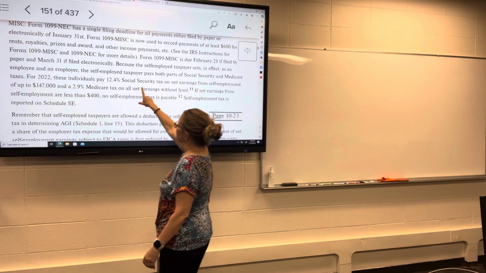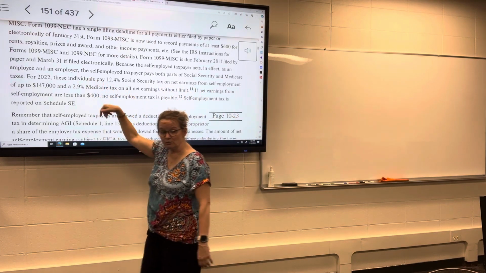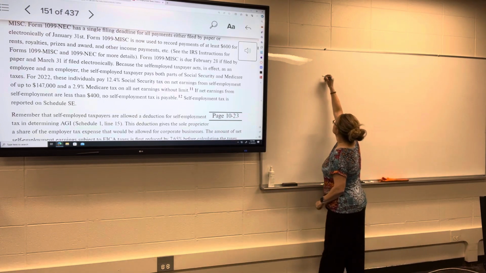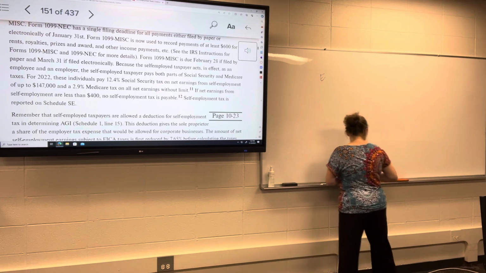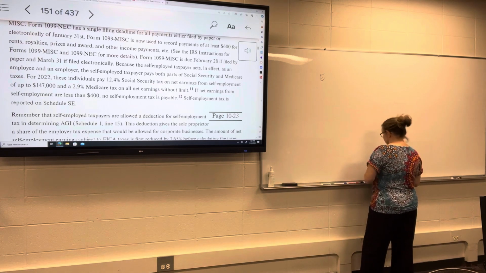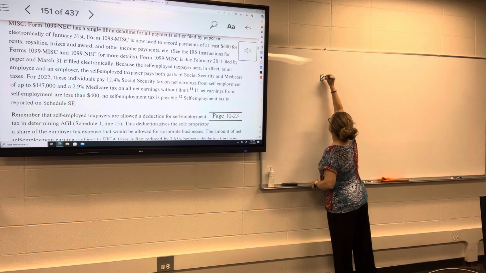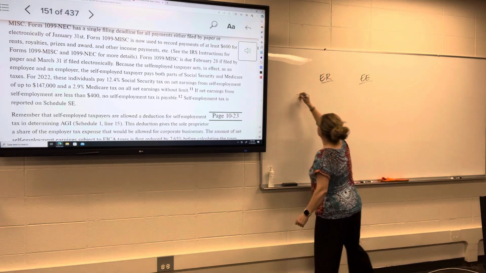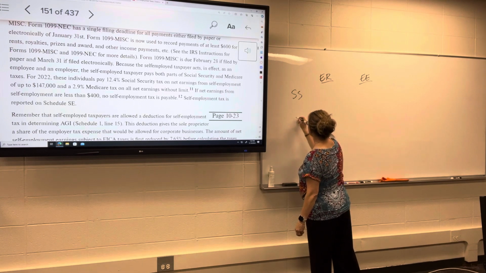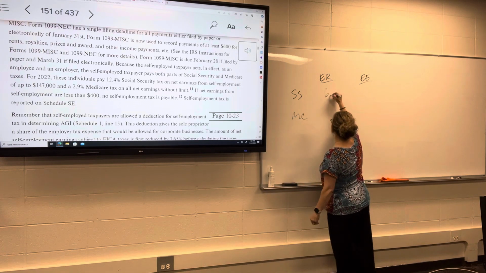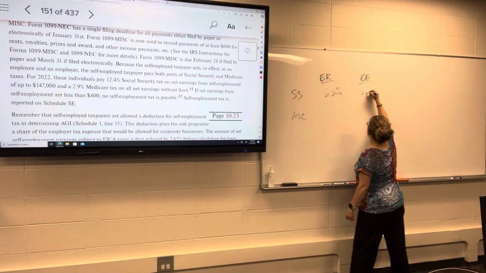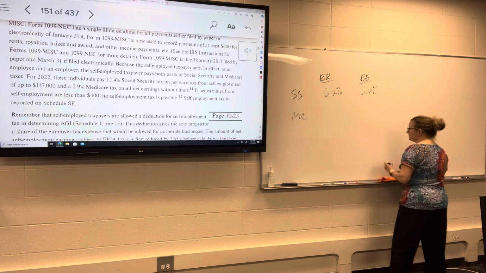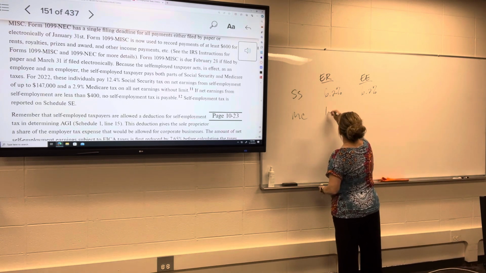Okay, so again, 12.4% is the total rate for Social Security. We've got the employer, employee, the Social Security, and the Medicare, 6.2%, 6.2%, 1.45.